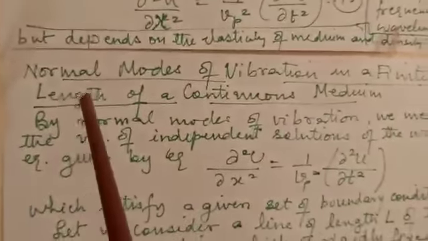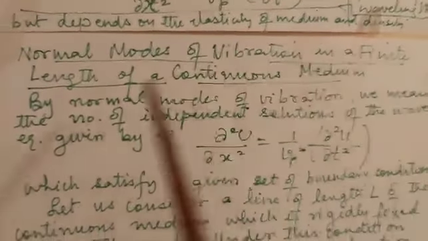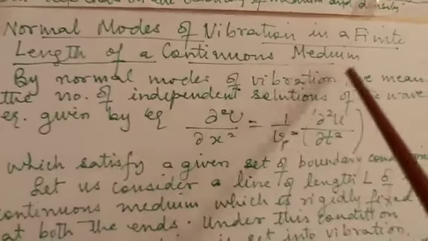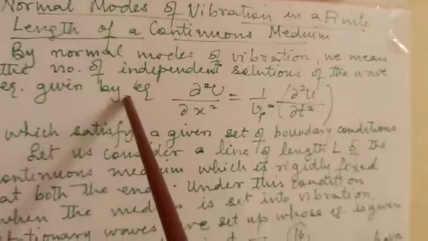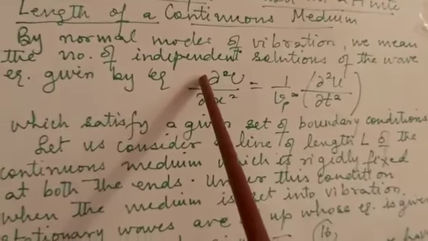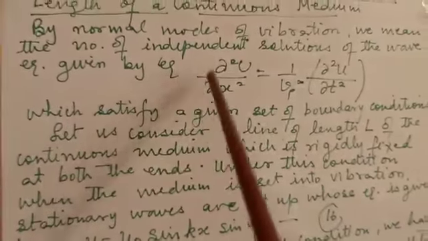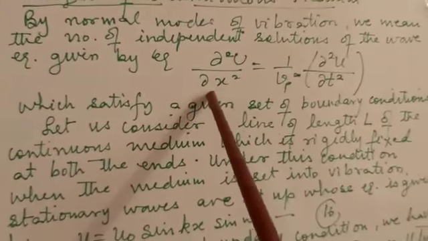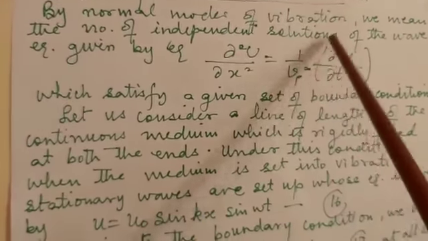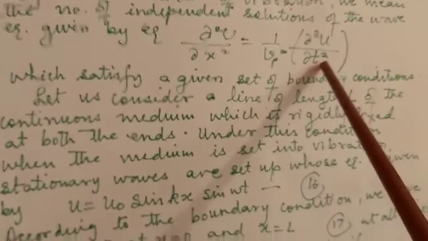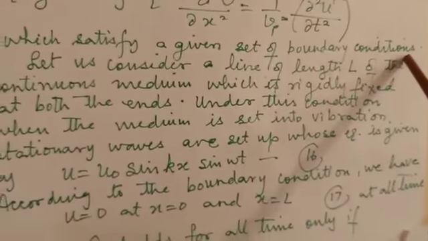So next, now we will do the normal modes of vibration in a finite length of a continuous medium. अब नॉर्मल मोड्स का मतलब क्या है? We mean the number of independent solutions of the wave equation given by, ये जो equation है, delta squared u by delta x squared is equal to 1 by vp squared into delta squared u by delta t squared. अब यहाँ पर we satisfy a given set of boundary conditions.